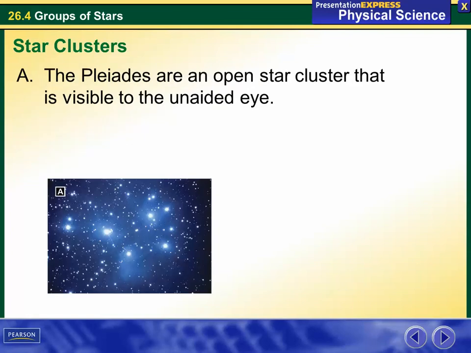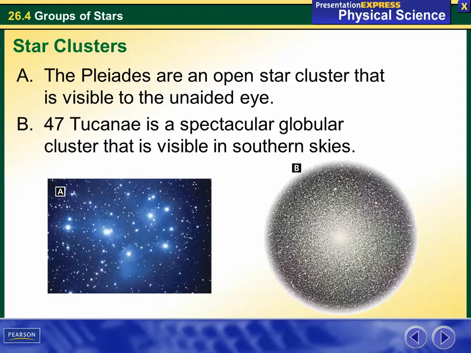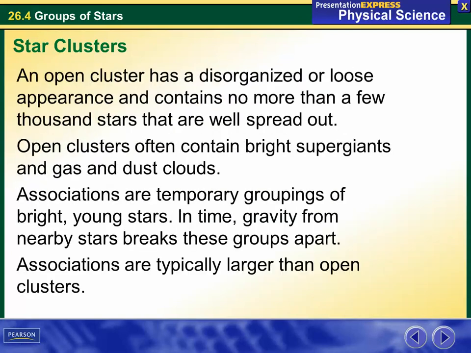So there's the Pleiades. This is an open star cluster that's visible to the naked eye right here. And then we have 47 Tucanae, again, we'll have to look up that pronunciation, I probably just butchered that. It is a spectacular globular cluster that is visible in southern skies. This is a globular cluster here, and this is more of an open star cluster. As we can see, globular is much more condensed. Open, they're much more spread apart. Again, I think we'll get definitions here in a moment.